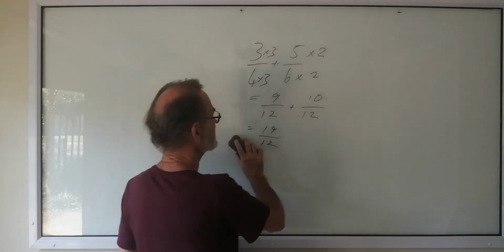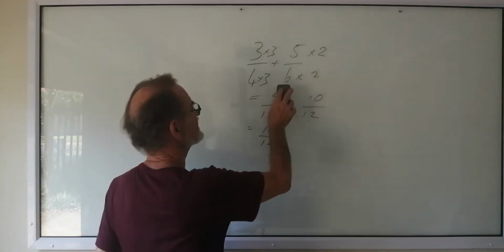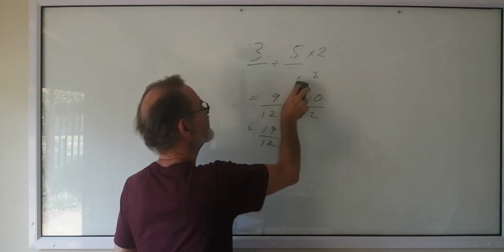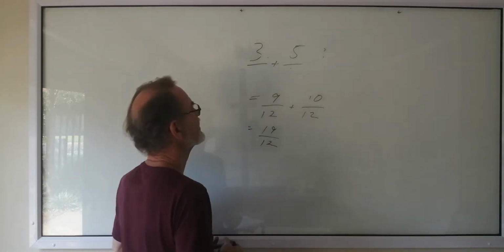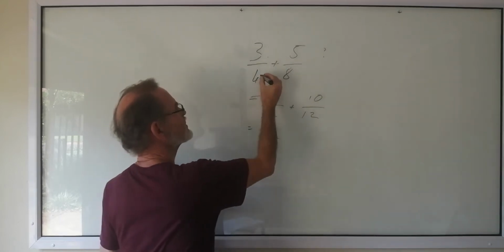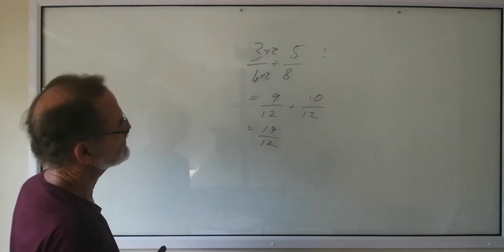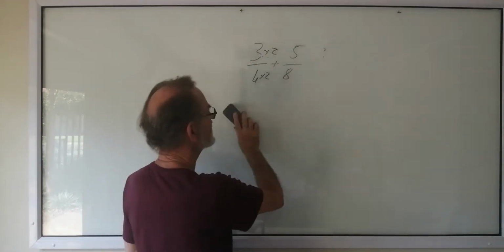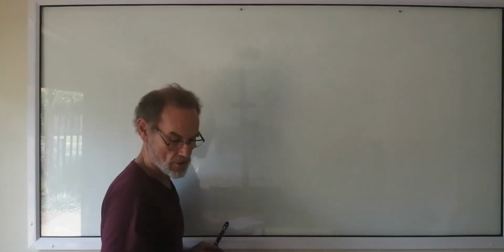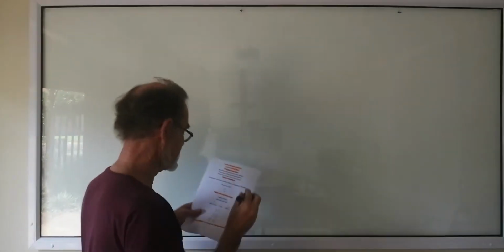Okay? Sometimes you need to only multiply one of them by, for instance, if this was a quarter and that was 8, then we would multiply this by 2, this by 2, and then we would have 8s at the bottom. Then we could carry on like that. We didn't need to multiply the 8. Okay, so now we're going to add a more challenging one.